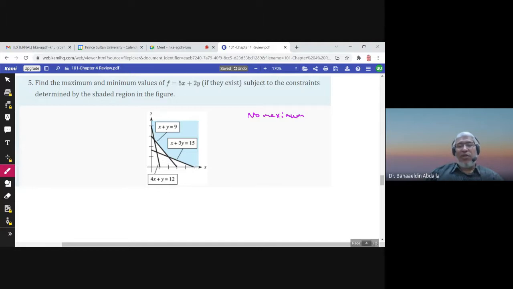But to find the minimum, we need to determine the corner points. And there are 4 corner points. And the x-axis is not labeled and the y-axis is not labeled. So I'm not sure what this is. Is it 1? Is it 2? What is the unit of measure? So to find this point, okay, I'll find the x-intercept of this line. This is the line x plus 3y equals 15. If I put y 0, x would be 15. So this point is 15.